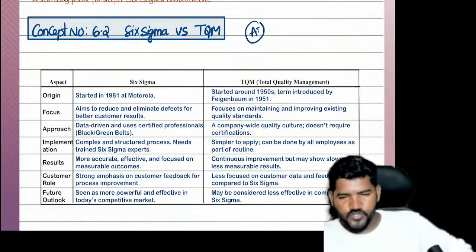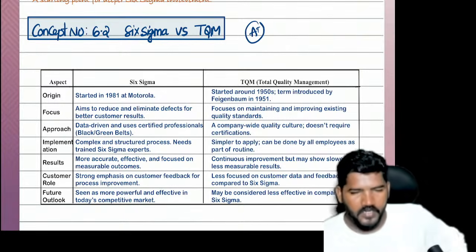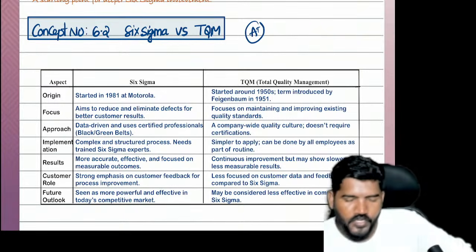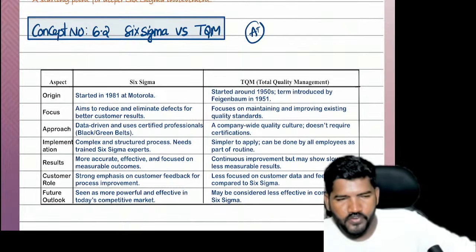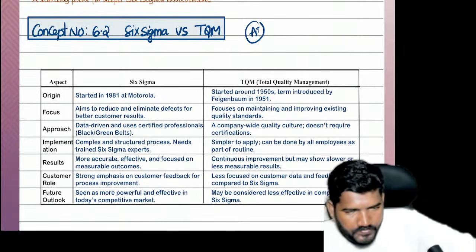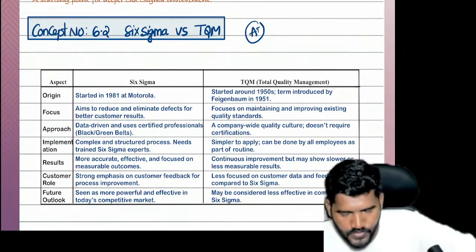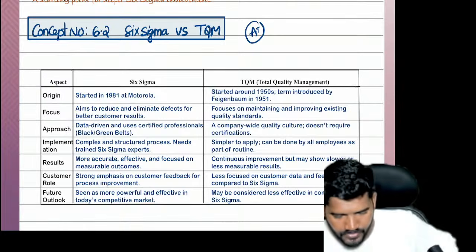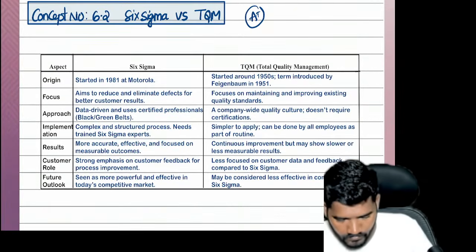Six Sigma versus TQM. The difference between Six Sigma and TQM. There are not many differences. They both are used for reducing defects and wastage. Are you clear? There are only slight differences. Let us check the slight differences.